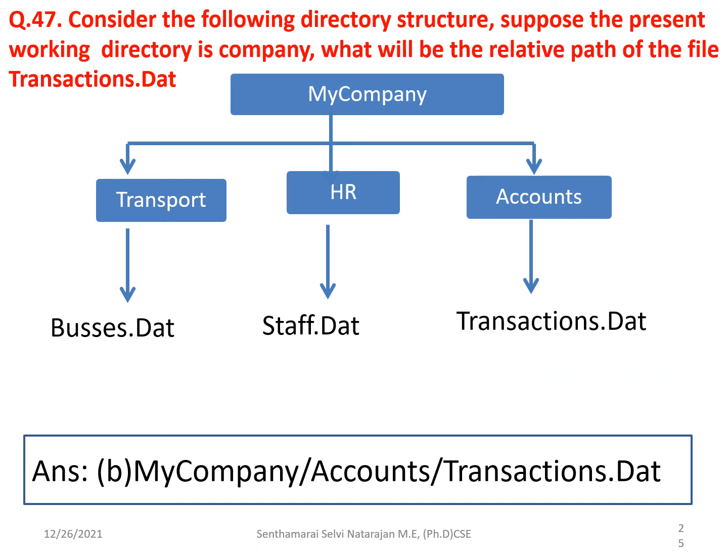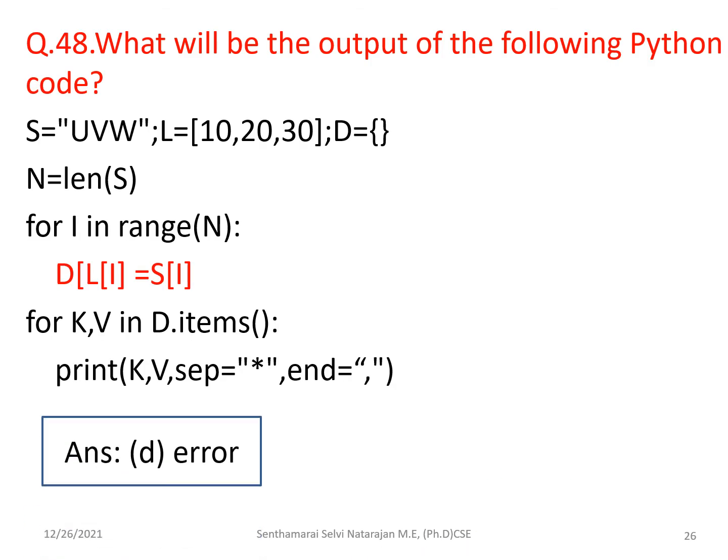Okay, moving to the next question. This is an easier one. They have given a dictionary. In this dictionary it is giving the hierarchy and they are asking to give the relative path of the file transactions.dat. So the hierarchy is from my company, go to accounts and then transactions. So this is a way of handling the directory structure: my company, accounts and then transactions.dat.